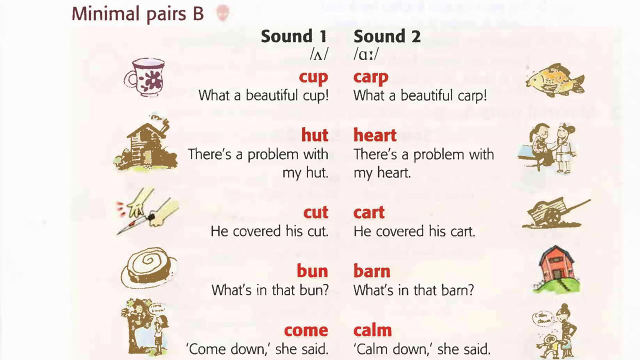Minimal pairs B. 2A. Cup. Carp. Hut. Heart. Cut. Cart. Bun. Barn. Come. Calm.